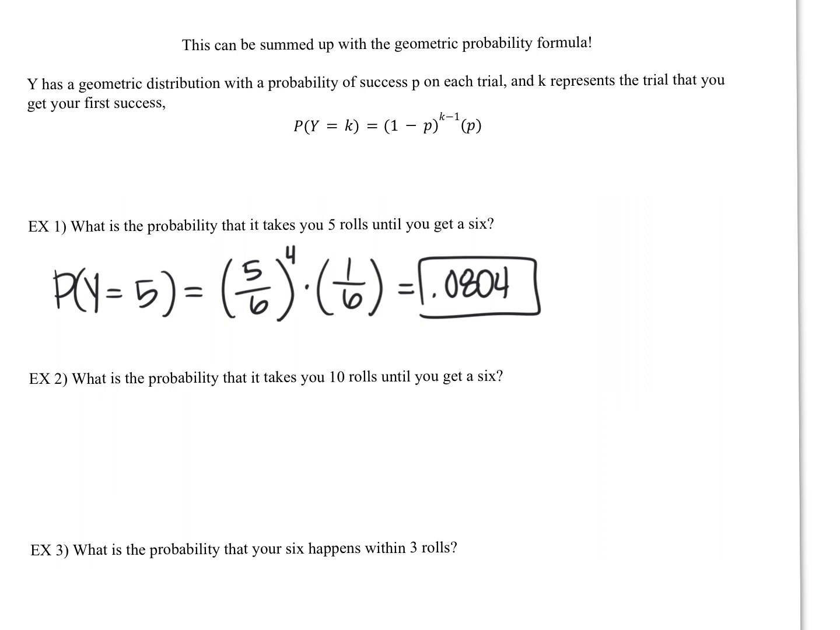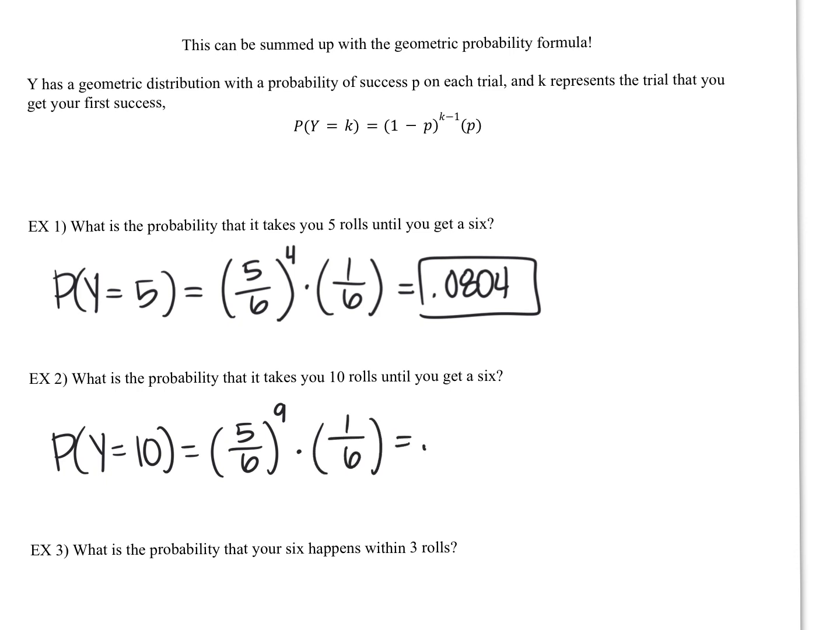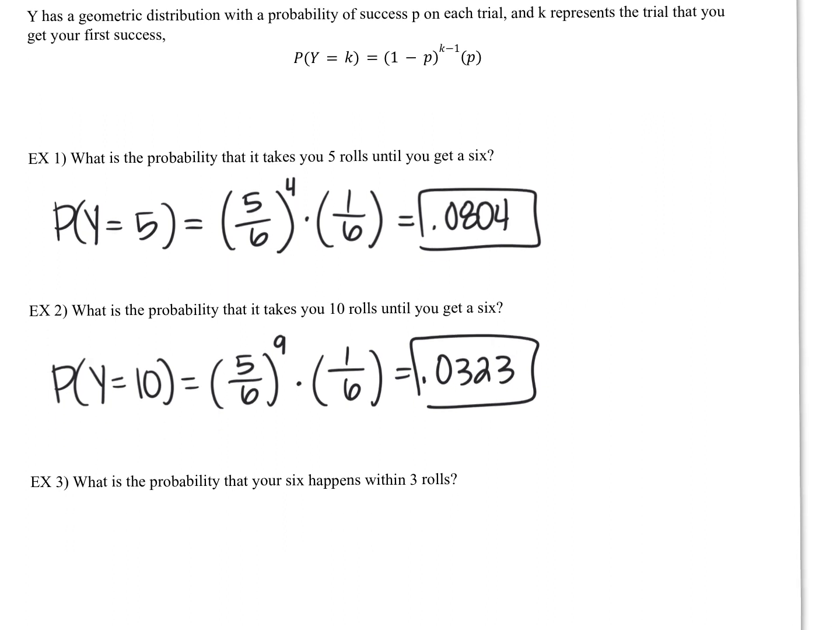What's the probability that it takes you 10 rolls until you get a success? So that's the probability y equals 10. So that means we had 9 rolls of 5 out of 6 times our 1 success 1/6, which is 0.0323. You can see that as k increases, our probability is going to decrease because it gets less and less likely that it's going to take you that many trials until your first success.